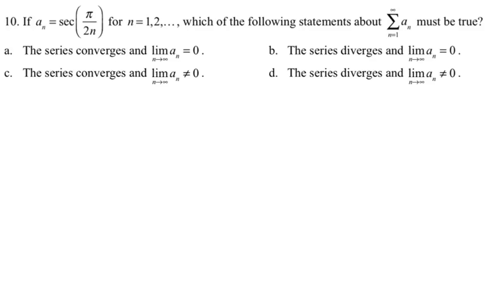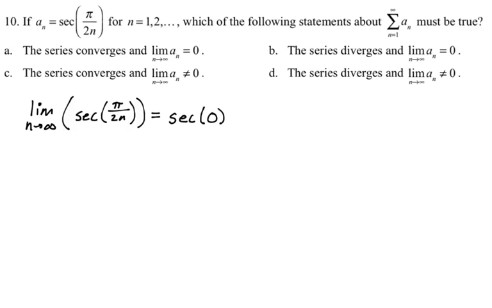So I'm going to find the limit and see what happens. The limit as n approaches infinity of a sub n. If n goes to infinity, pi over 2n just goes to 0. So this is basically saying we're finding the secant of 0. If you remember your unit circle or your basic trig, the secant of 0 is 1 over the cosine of 0. The cosine of 0 is 1, so this is 1. All right, so now we know that the limit is not 0. So we can cancel out any option where it said that the limit was 0. So this and this.